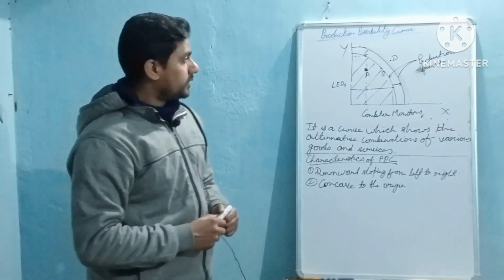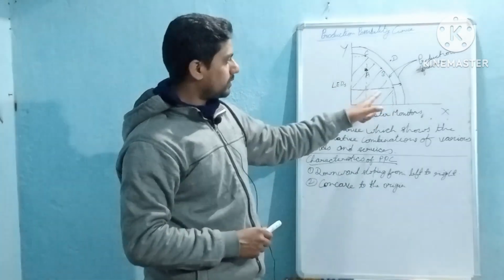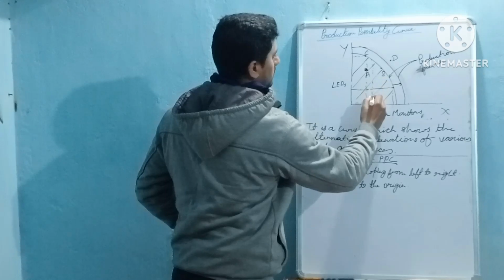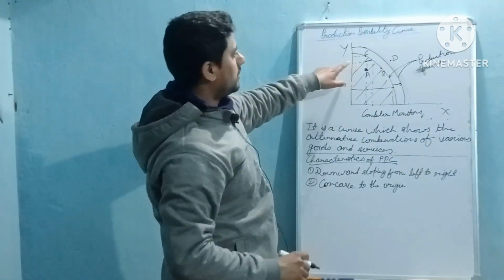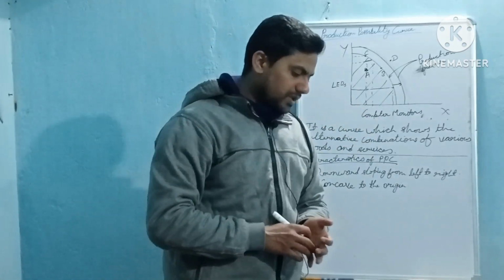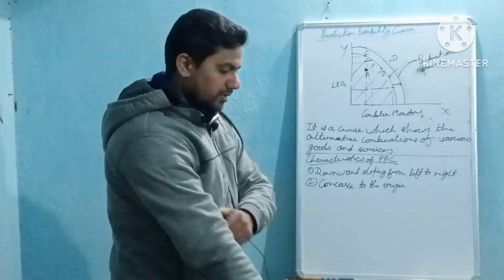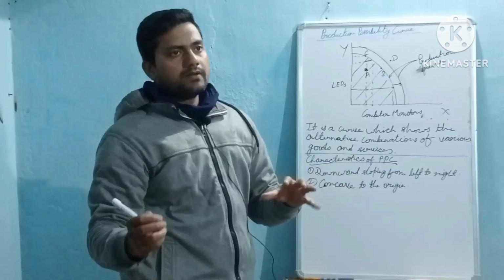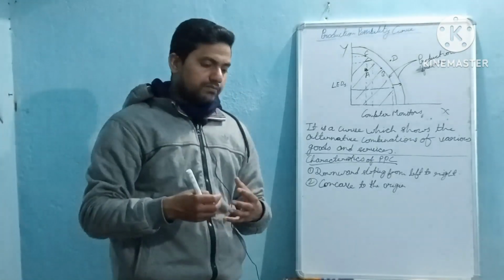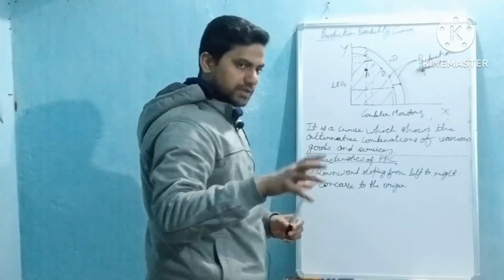When is it going to be possible? Right now you see, when you go from left to right, when you move from here to here, you have to decrease the production of LEDs, then you can increase the production of computer monitors. But when all factors of production, or whatever resources we are using for producing goods and services, are equally efficient, then in that case it will become a straight line. So that I will explain by plotting the graph.